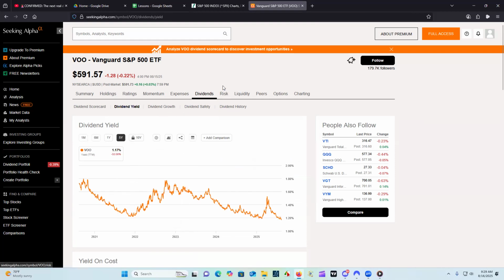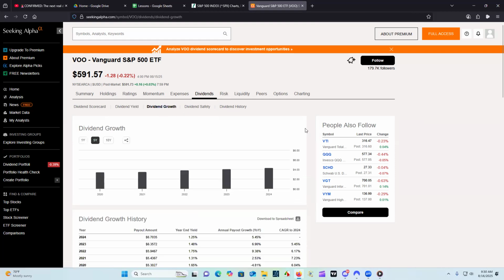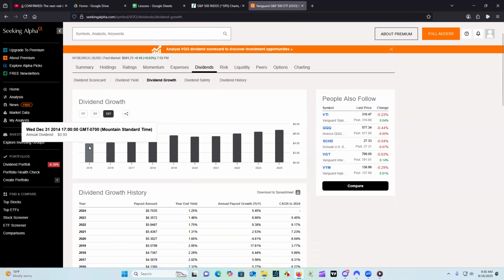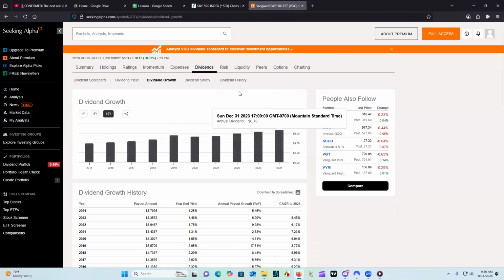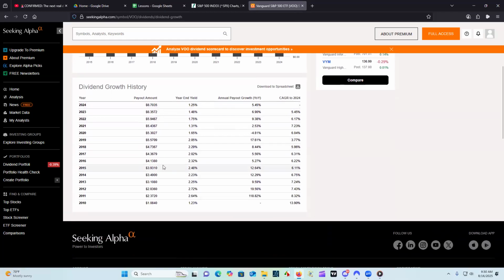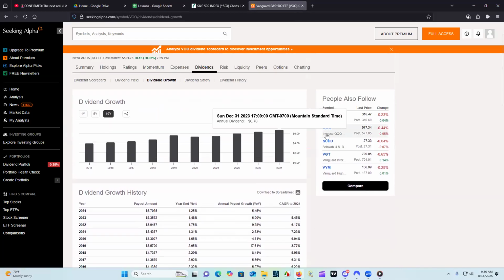But under dividends, what's more important is, have the dividends been increasing over time? So let's look at 10-year. You can see from 2015 to 2024, the dividend has grown. And that's what I want to see in an ETF. And this is just the table showing the dividend yields over time. So that's one thing. Make sure over time it's been going up.